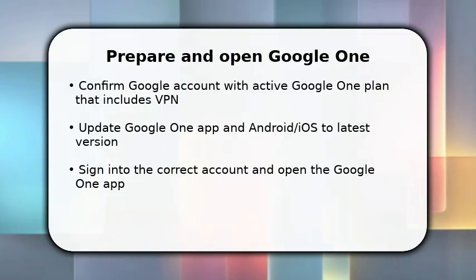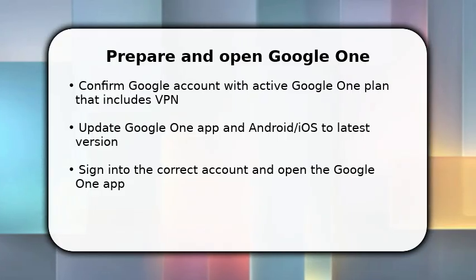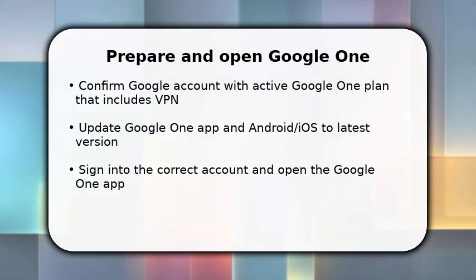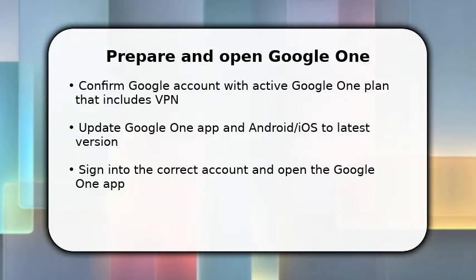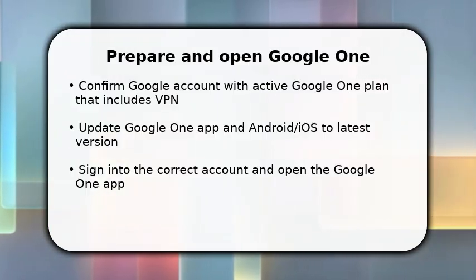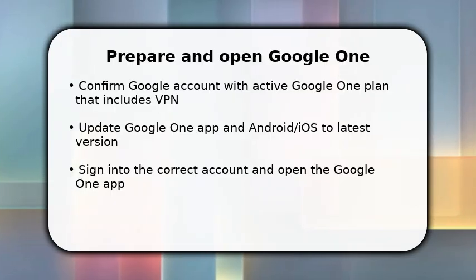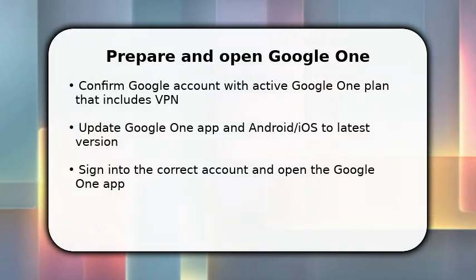You're starting with what matters: an eligible Google account and the Google One app. First, sign into the account that has the VPN-enabled plan. Once signed in, make sure the Google One app is updated and you have the latest OS patches, because VPN features appear only on current builds.